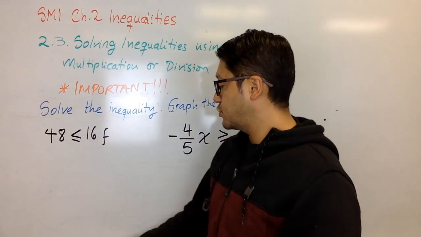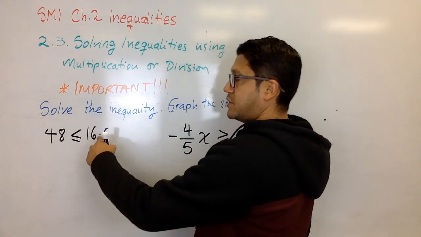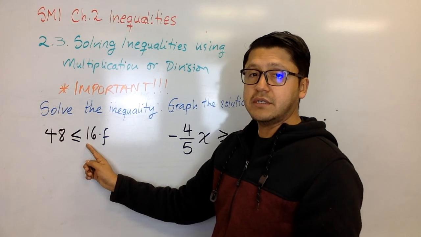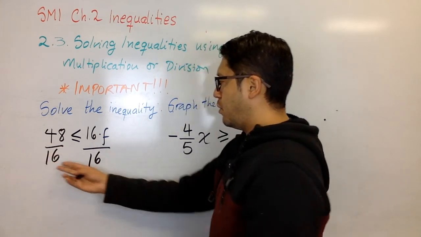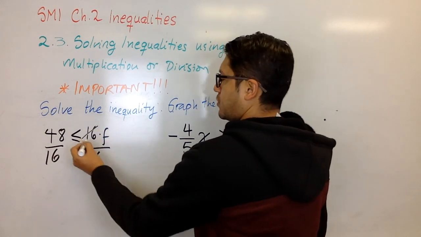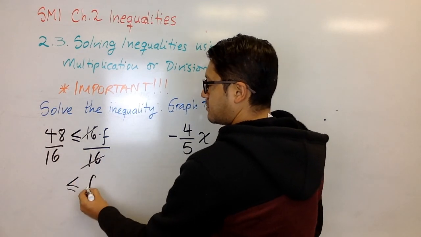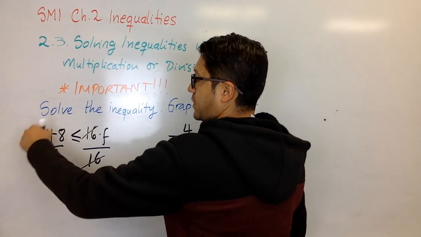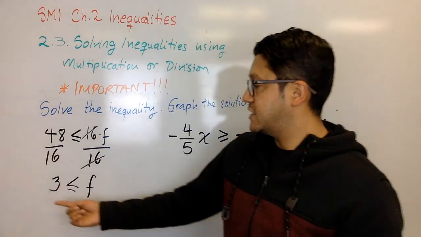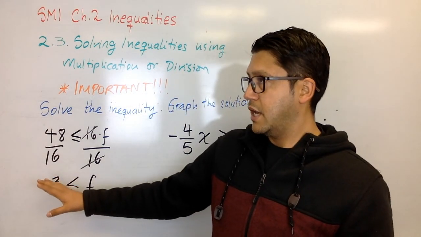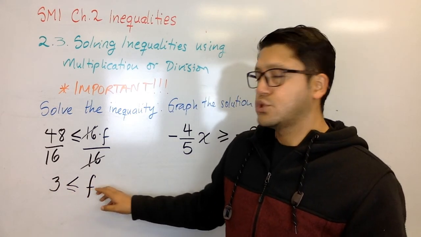Okay? So in order to isolate this letter F, we understand that it's being multiplied by a 16, so we are going to divide by 16 on both sides. What does that do? I'm going to cancel this. I'm going to keep the same inequality, nothing changes, and 48 divided by 16 is 3. You can see this inequality and understand it and interpret that 3 is less than or equal to any number.